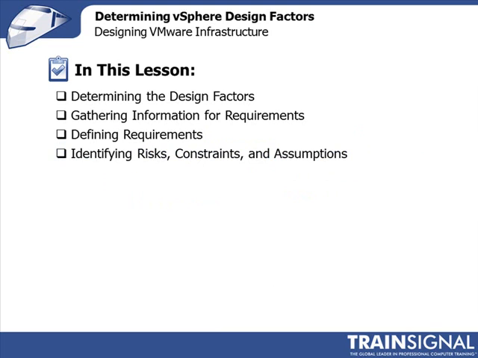In this lesson, we'll start out by discussing determining the design factors. We'll quickly review the 4 design factors that shape every design, and then talk about the process for determining those design factors before you move into the rest of the design process. That process for determining the design factors is comprised of gathering information for requirements, something we'll discuss in great detail, defining the requirements, and then using those requirements to identify your risks, constraints, and assumptions.